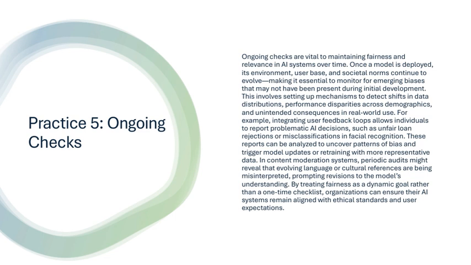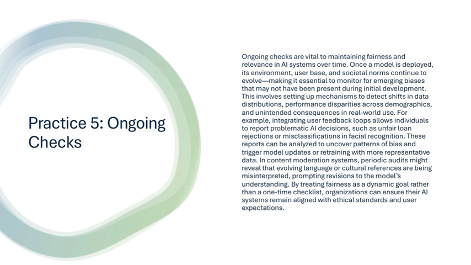For example, setting up mechanisms to detect shifts in data patterns or performance gaps across different demographic groups is essential. One effective way to do this is by integrating user feedback loops. This allows people to report issues like unfair loan rejections or misclassifications in facial recognition. These reports can then be analyzed to identify bias patterns and inform updates or retraining of the model with more representative data.